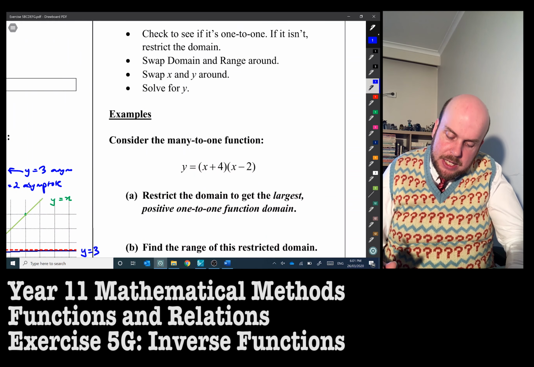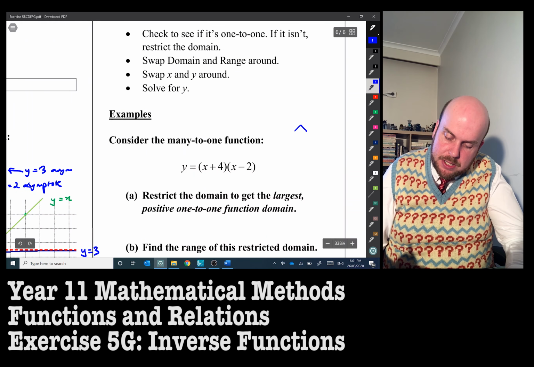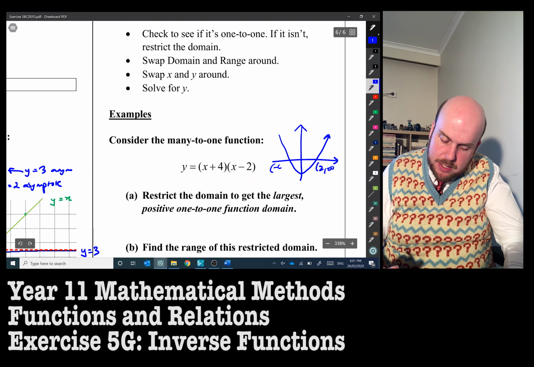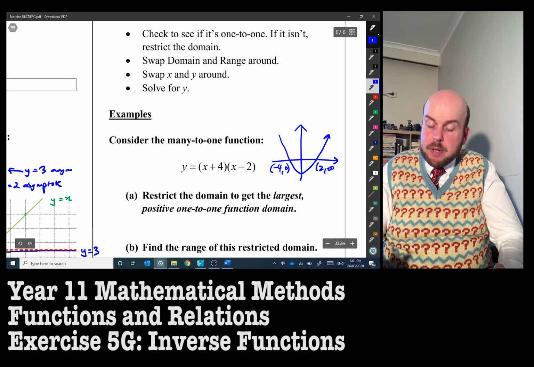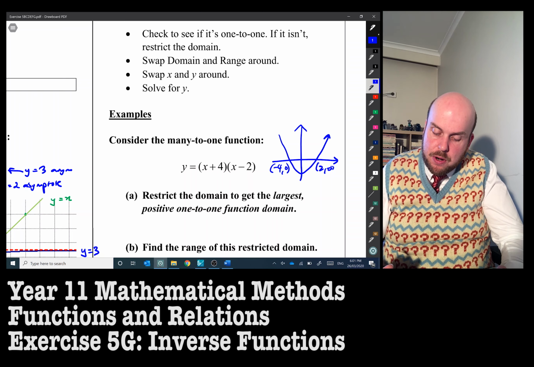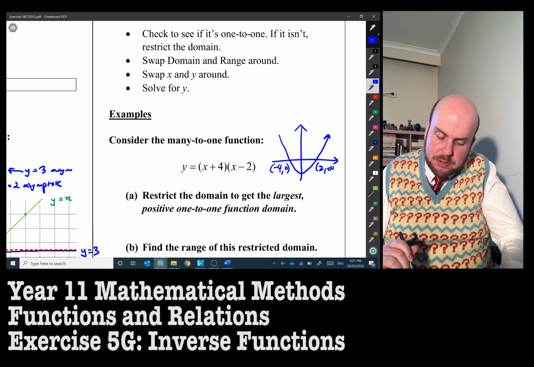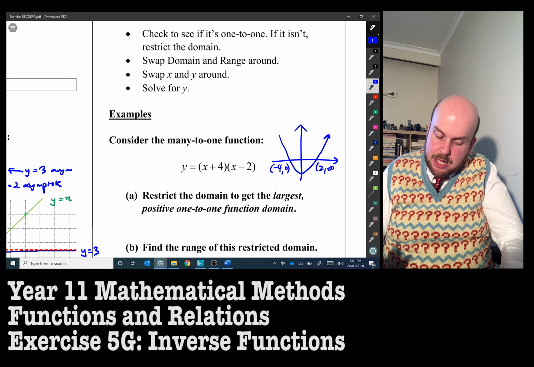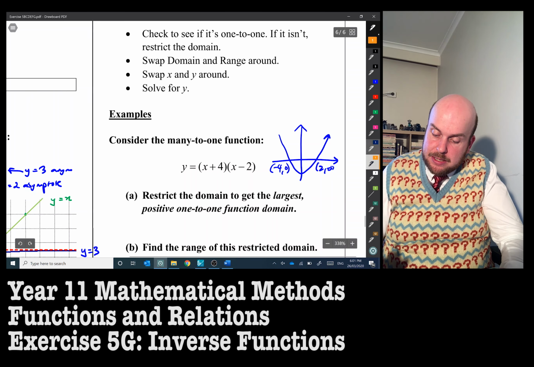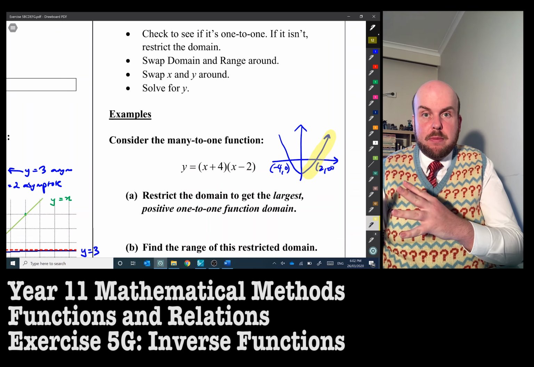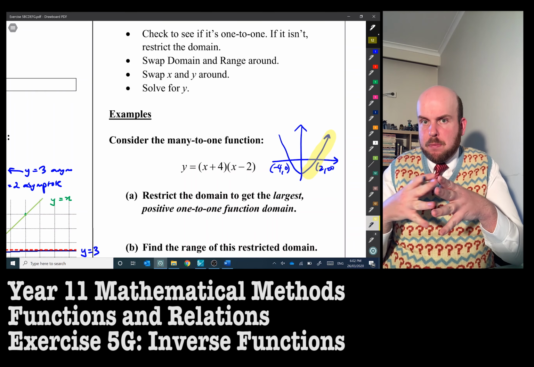So we've got this many-to-one function, which is x plus 4 times x minus 2. So it's going to look something like this, with intercepts at 2, 0 and negative 4, 0. We know that is not a one-to-one function, but we need to restrict the domain to get the largest positive one-to-one function domain. So I need to cut this in half such that I have a positive domain, the positive numbers.